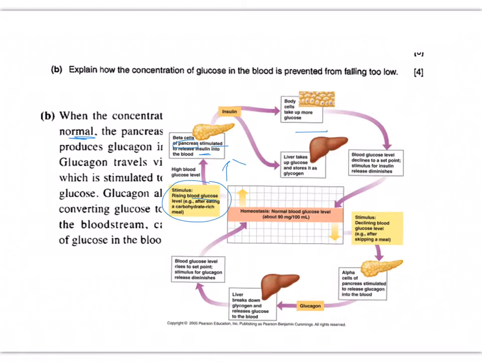What happens? The body takes up more glucose. Glucose is also converted into glycogen. Read up more about what the body does to decrease glucose concentration. When this is too low, what happens? The stimulus is declining, and this side repeats itself. And that's all we have.